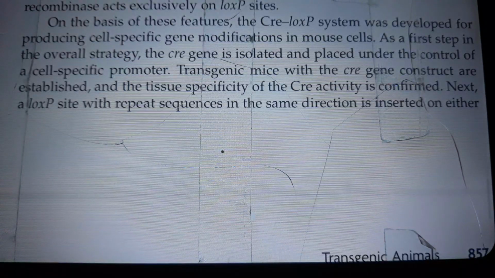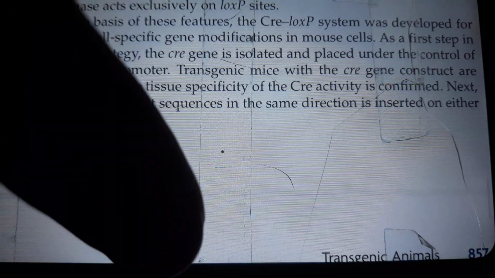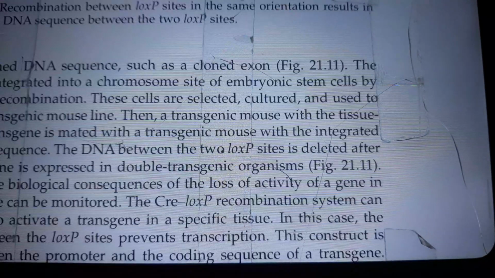As a first step in the overall strategy, the KORAH gene is isolated and placed under the control of a cell-specific promoter. Transgenic mice with the KORAH gene construct are established, and the tissue specificity of the KORAH activity is confirmed. Next, the LOXP site with the repeat sequences in the same orientation is inserted on either side of a cloned DNA sequence, such as a cloned exon. The construct is integrated into a chromosome site of embryonic stem cells by homologous recombination. These cells are selected, cultured, and used to establish a transgenic mouse line.